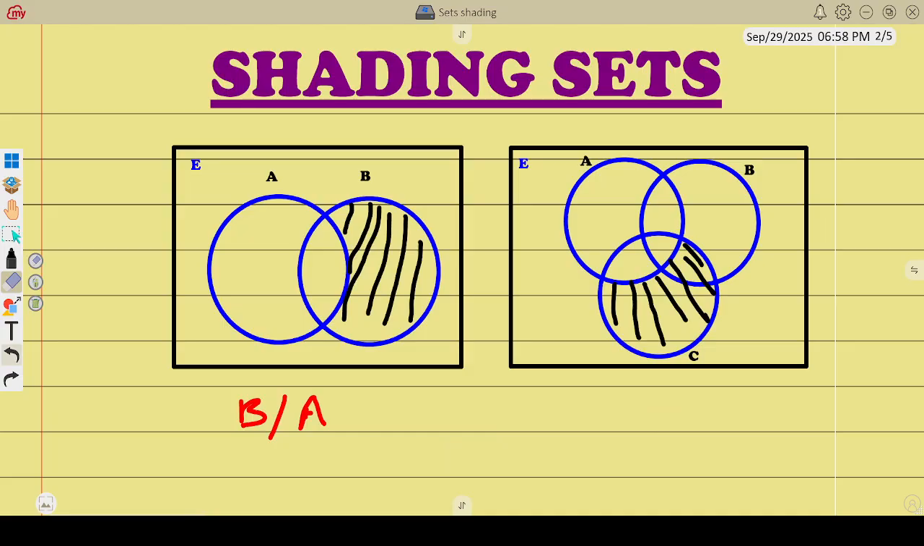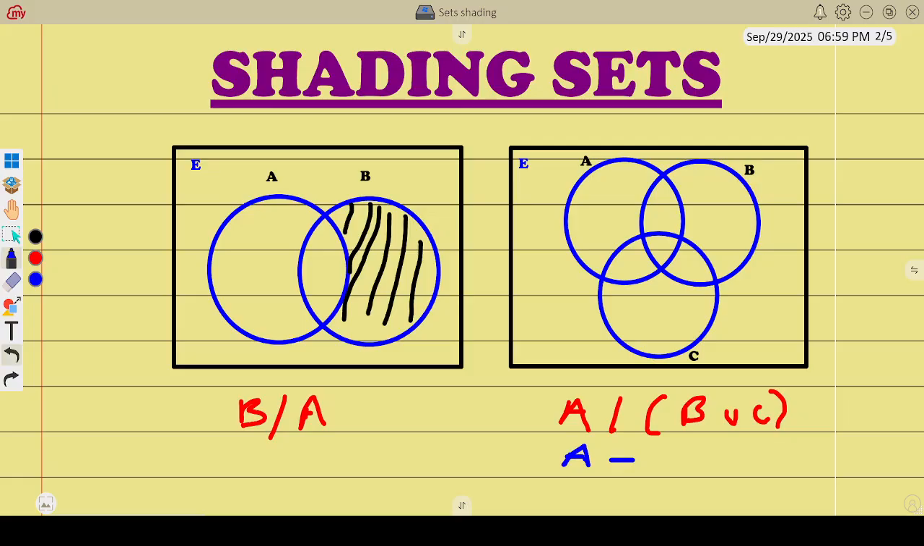Very simple. I'm sure someone is like, no, we're tired of boring questions. Give us something nice. So here's something nice. How would you shade this? Give yourself an opportunity to solve. Pause the video and then see what you get. So here it simply means we're shading A minus B union C.